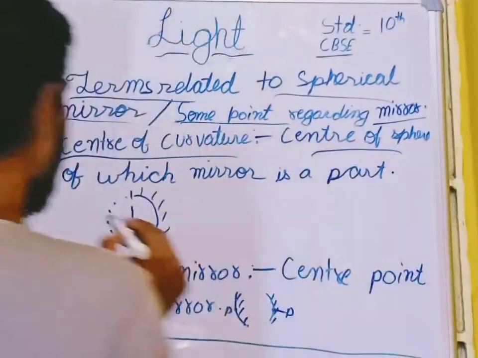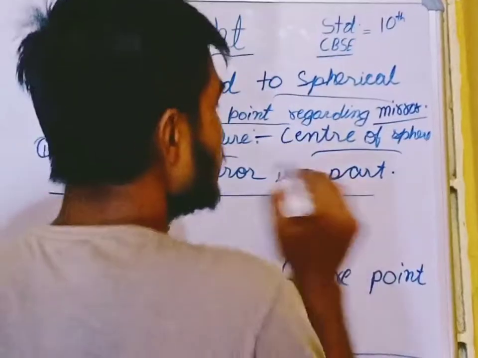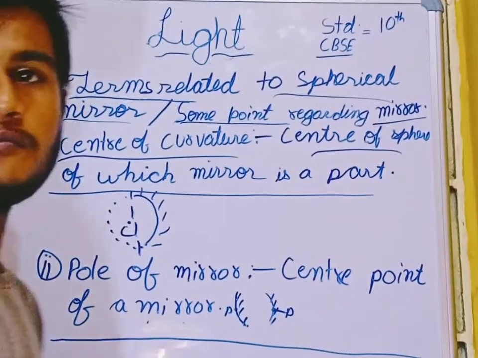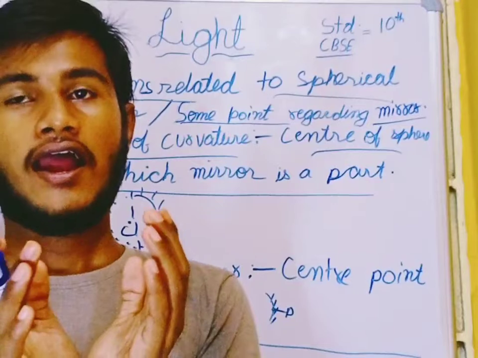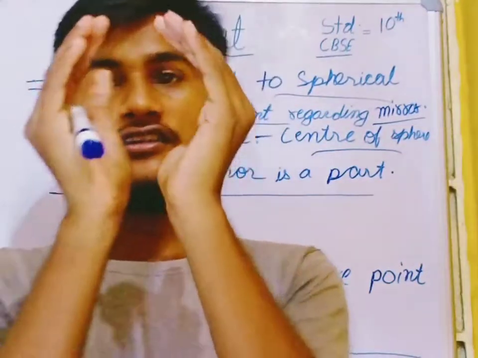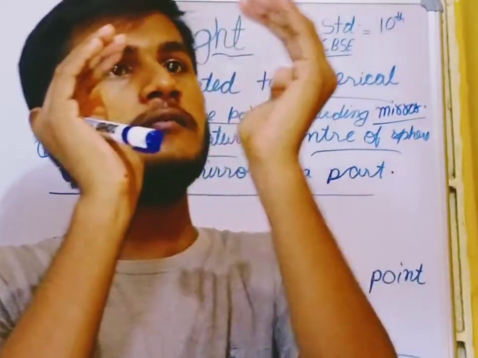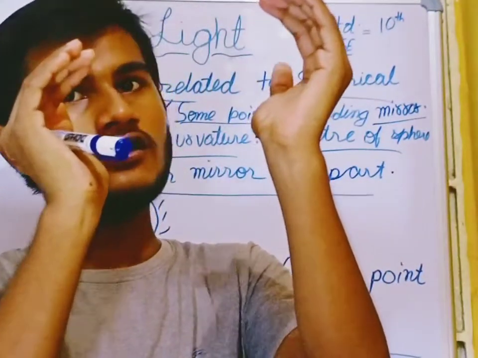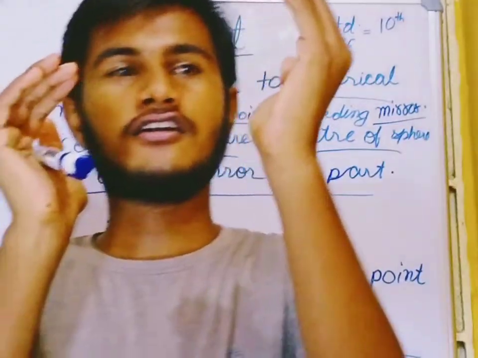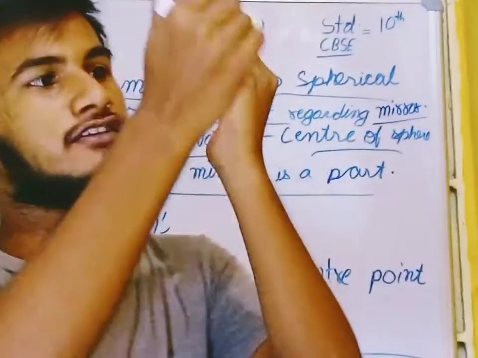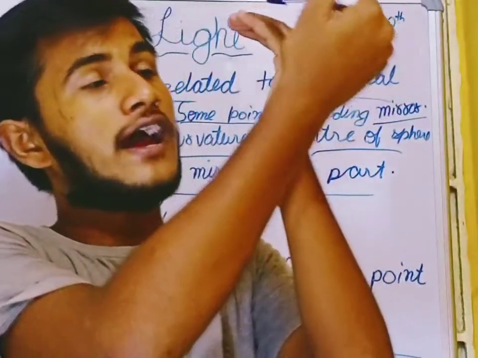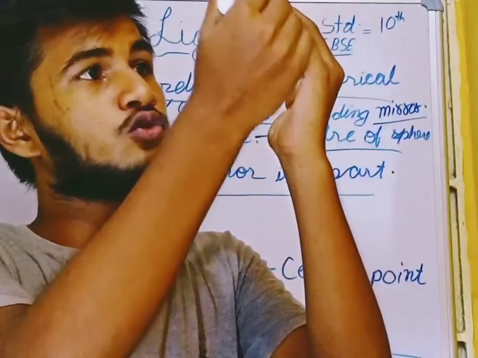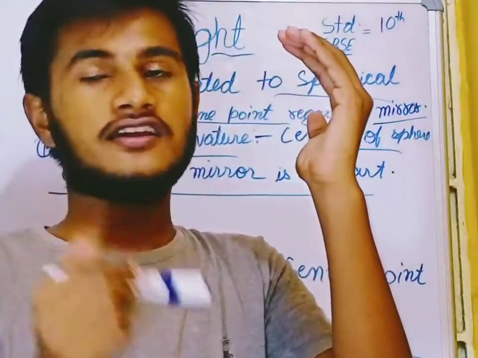Center of a sphere of which a mirror is a part. What does it mean? It's a whole sphere, and the mirror is a part of it. This is a mirror. If I polish it from this side, then it is going to be a convex mirror. If I polish it from this side, this is going to be a concave mirror.